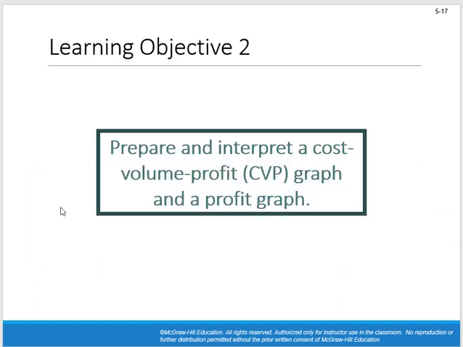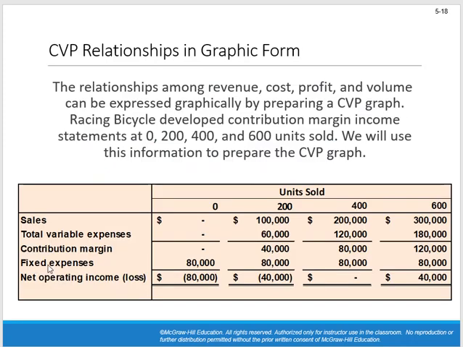So we're going to look at the CVP graph and the profit graph. So here's our data, and again, this is for the same company, Racing Bicycle, and they have done their contribution format income statement at a level of 0 bikes, so 0 units sold, 200 units sold, 400 units sold, and 600 units sold.